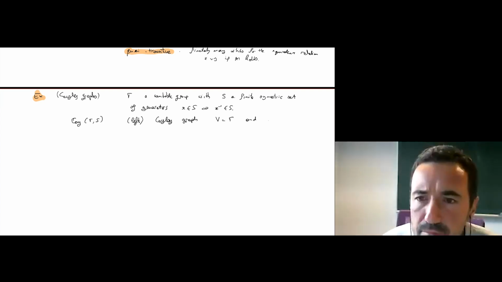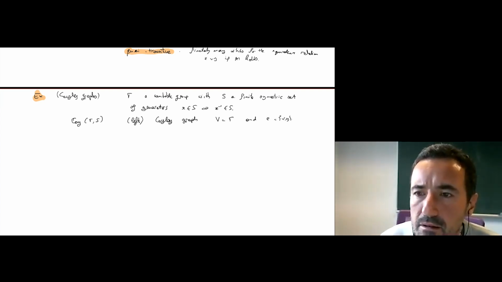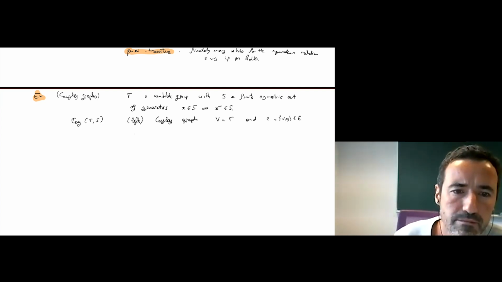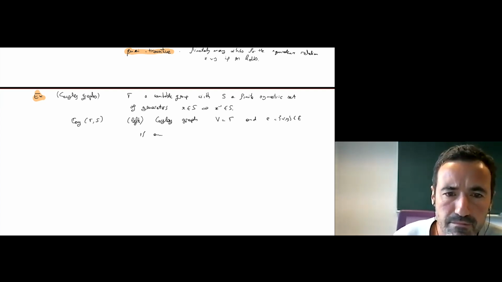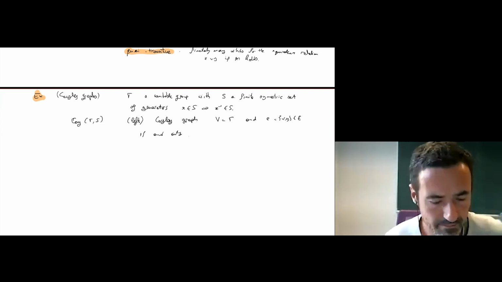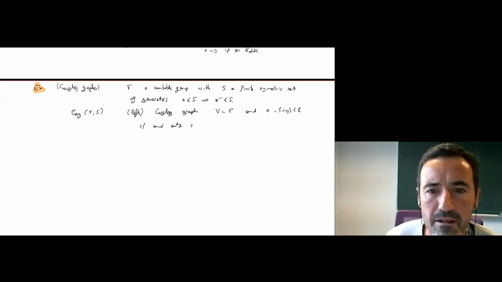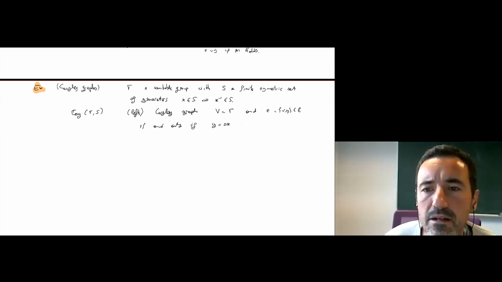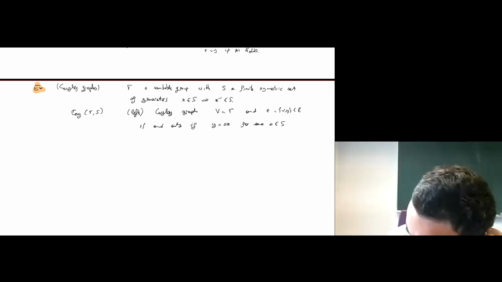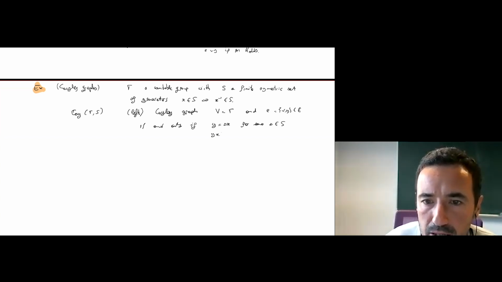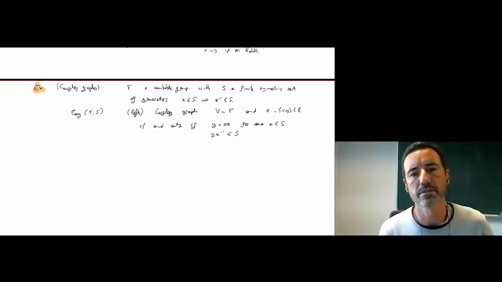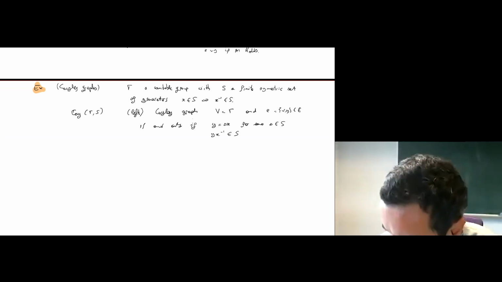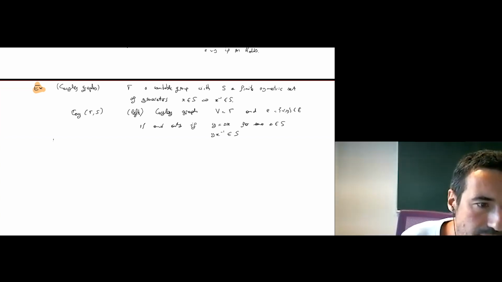You put an edge between x and y if and only if y is equal to sx for some s in S. Or if you prefer, y x minus one belongs to S. Okay, so this way you define a graph which is called the Cayley graph, and it's a simple lemma.